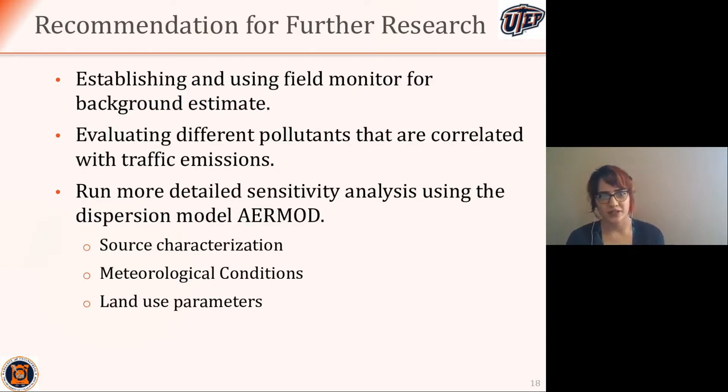And our recommendations for further research would be to establish our own field monitor for background estimate rather than the camp station, which is 4 miles away, and evaluate different pollutants that are correlated to traffic emissions, such as NO2 or black carbon, and run a more detailed sensitivity analysis using the dispersion model with different source characterizations or meteorological conditions or land use parameters.